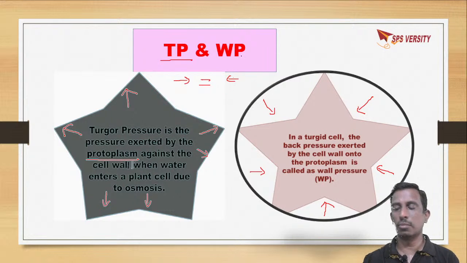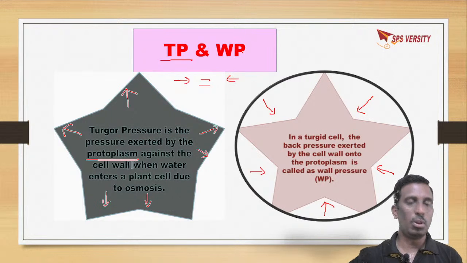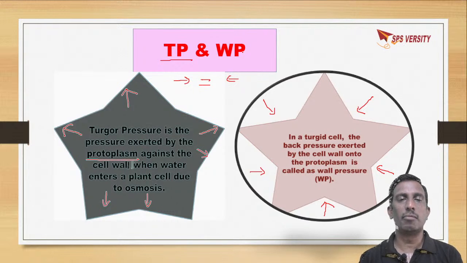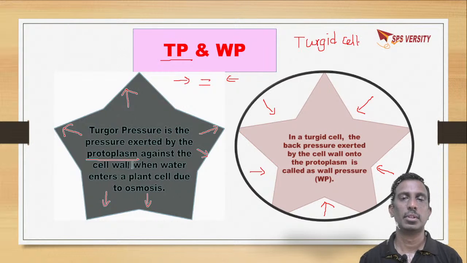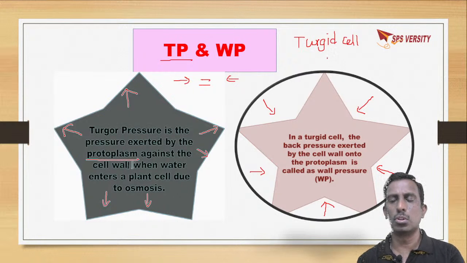So when you take the values of turgor pressure and wall pressure, both the values are equal, but their directions are opposite. So a cell which experiences turgor pressure is called a turgid cell. इसको क्या बोलता है कि turgid cell. Turgid cell बोले तो ये सेल में turgor pressure रहता. Turgor pressure क्यों रहता? Due to sufficient amount of water.